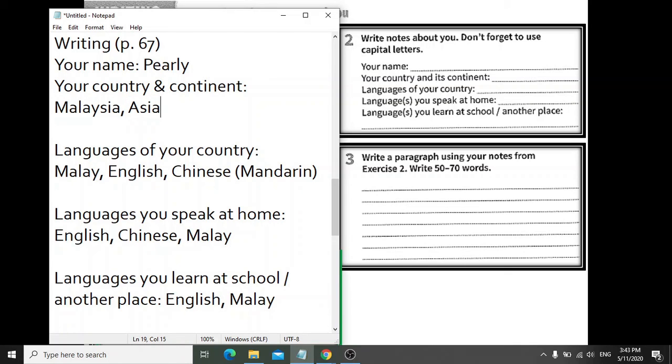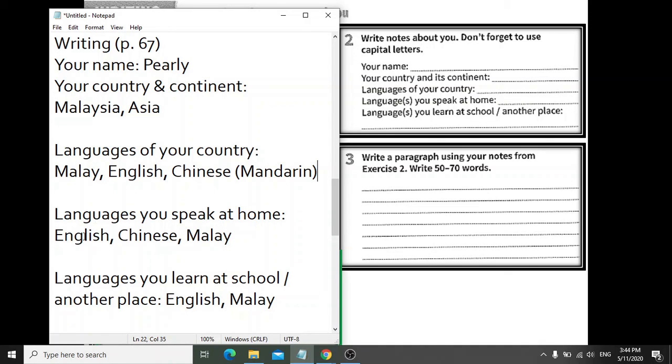Okay. Languages of your country. Okay, so most of us know Malay. In school, we learn English, Chinese. Okay, Chinese, you can put just Chinese to be general. Mandarin is the standard Chinese that you usually learn in school. You might speak other Chinese language or dialect at home, like Cantonese or Hokkien or Hakka or Foochow. You can put that down.